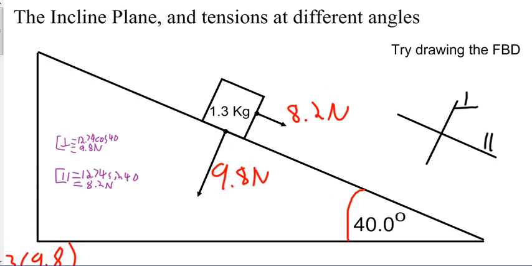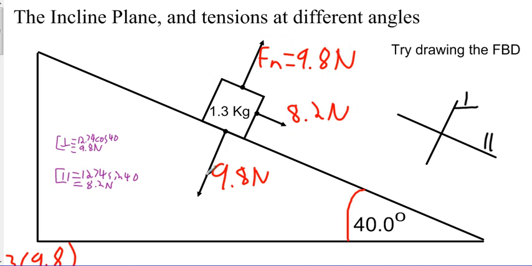The last vector that we want to add here is our force normal. That's going to be in the perpendicular. Remember, the force normal is always perpendicular to the surface. This will be our Fn. In this case, we're going to be in equilibrium in our perpendicular, so we know this is going to be equal to 9.8 newtons. And that is how we do our free body diagram for inclined planes.